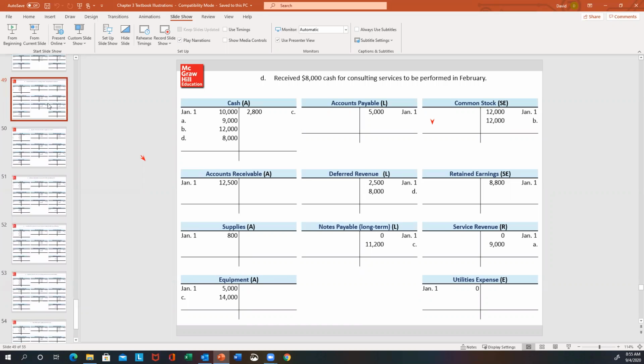We've got receiving cash for consulting services. But again, this is going to be like a prepayment. So what's going to happen is we've got the cash, and the offset to that should be going to a deferred liability account. So it's going to go to deferred revenue of 8,000. We've got bought and received $1,500 supplies on account. So again, you'll be debiting supplies right here and then crediting accounts payable right there.